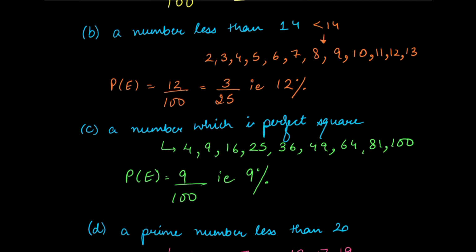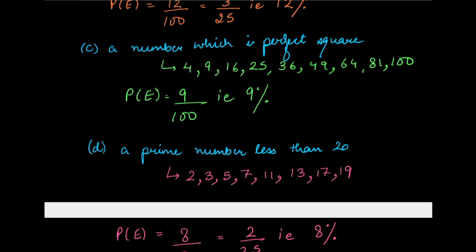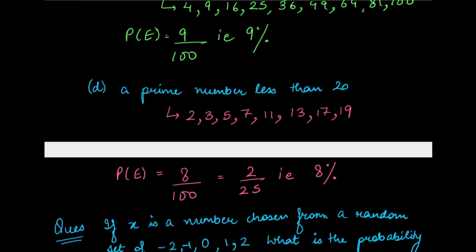That is 9%. A prime number less than 20. We need to know what the prime numbers are: a number that is divisible only by 1 and the number itself. So how many prime numbers are there less than 20? 2, 3, 5, 7, 11, 13, 17 and 19. So there are 8 prime numbers less than 20, which gives us a probability of 8 by 100. Cutting it down, we get 2 by 25.